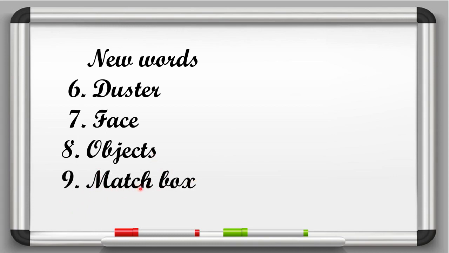M-A-T-C-H. Match. B-O-X. Box. What do you mean by matchbox, beta? Matchbox means a box of matches. Okay. Number 10. G-L-O-B-E. Globe. Understood, beta? Now you have to learn all these spellings. Understood?